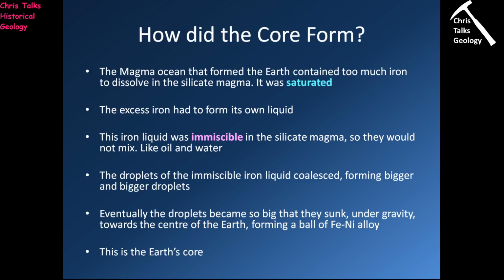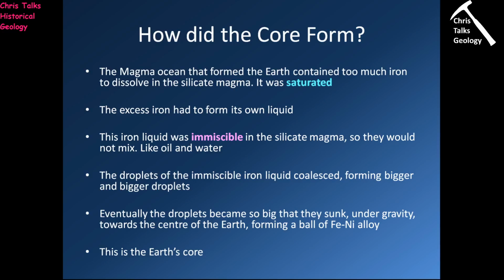So our next question is, how did the core form? Well, okay, let's think about this one. Don't forget, our planet at this point is completely molten. From the center of the Earth to the Earth's surface, it's 100% magma. So the magma ocean that formed the Earth contained too much iron to dissolve into the silicate magma. There was just so much iron in the silicate liquid that it couldn't dissolve anymore.